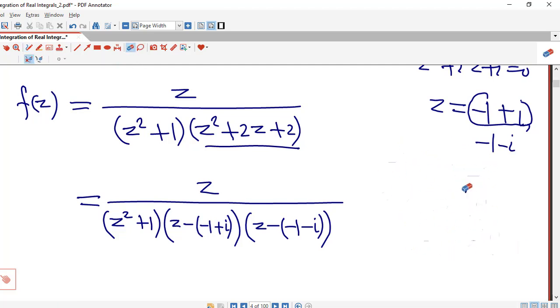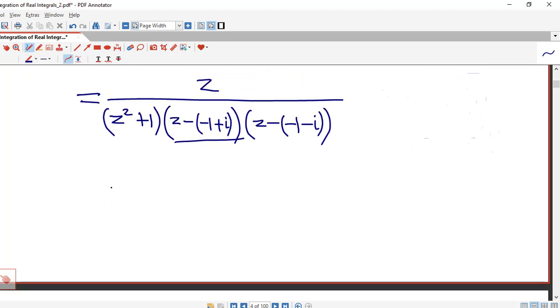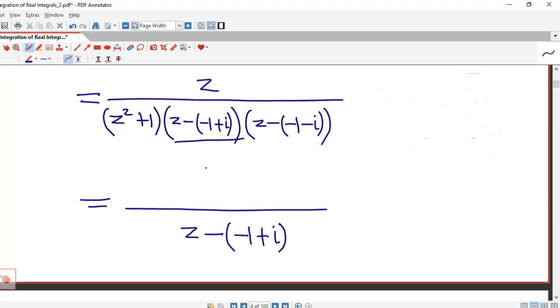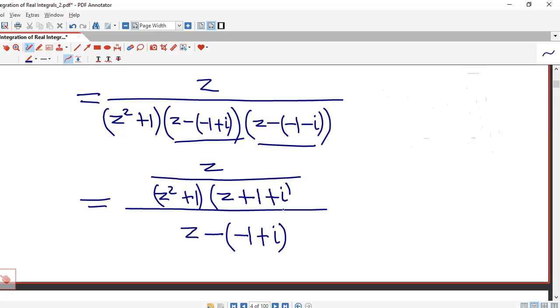Now we are interested at z equal to minus 1 plus i. So we will keep this factor in the denominator and other things will be written in the numerator. So we keep this here, z minus minus 1 plus i, and we rewrite all other things in the numerator, z divided by z square plus 1, and this we can simplify by taking the negative sign inside the bracket. We will have z plus 1 plus i. So this is our function phi of z in this case, and we keep this as it is, z minus minus 1 plus i.